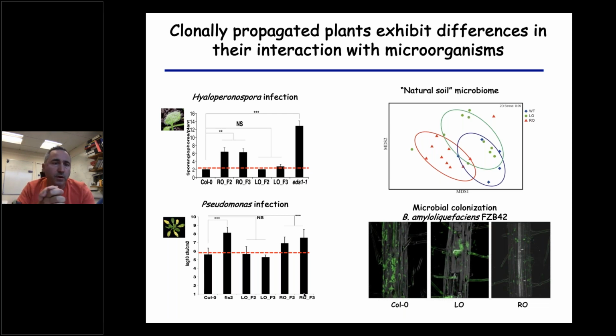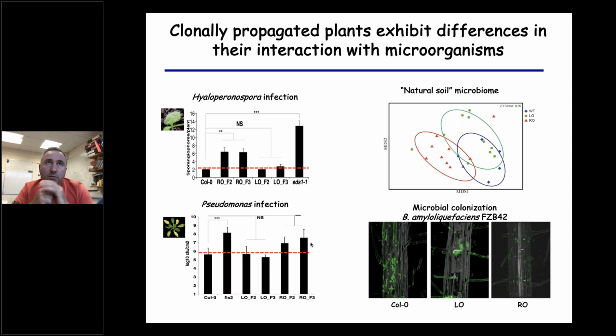They were clonally propagated from leaves and roots, and then challenged with Hyaloperonospora infection or Pseudomonas infection. What you can see here is that the lines that originated from roots are highly sensitive to Hyaloperonospora. This is not the case for the plants that come from leaves. And when we looked at Pseudomonas, we see something similar. They are more sensitive than the controls, suggesting that these plants that came from roots are immunodepressed and are not able to respond in the right way to pathogens.